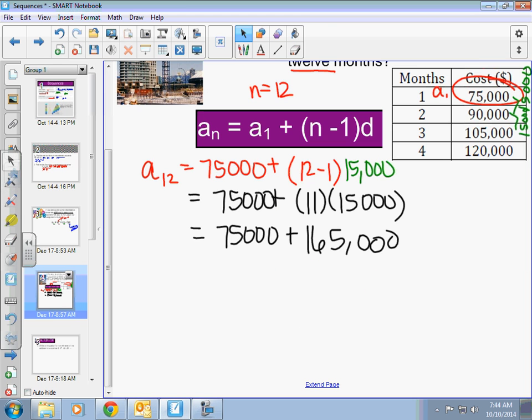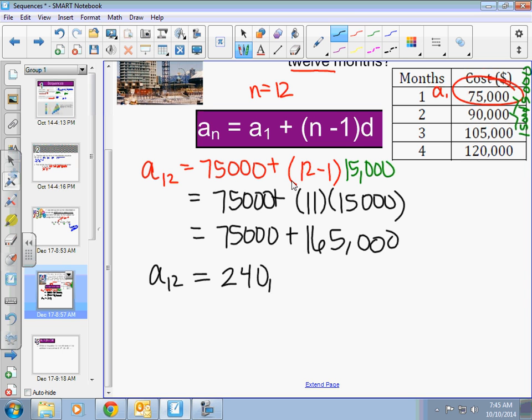And then I would go ahead and add those two, and I would get that my 12th term is 240,000. So what this means is that in the 12th month, for them to rent the crane for 12 months would cost them $240,000.